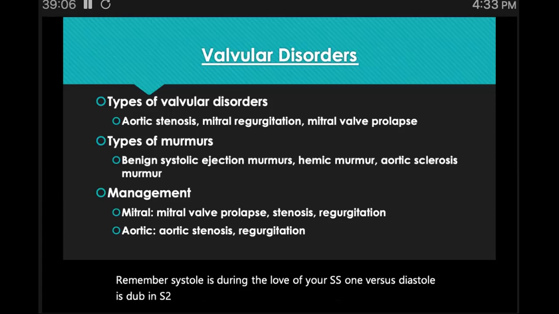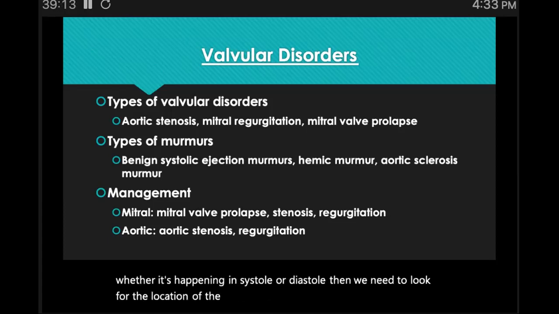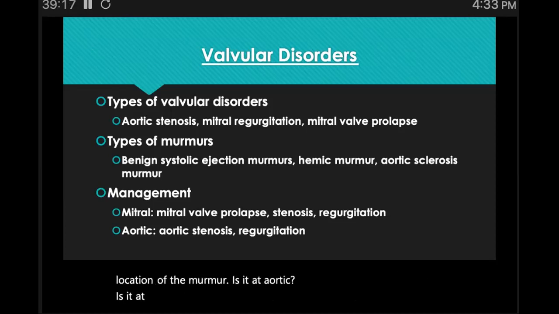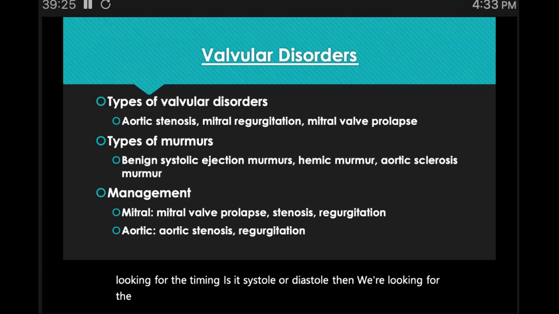After we figure out the timing of the murmur, whether it's happening in systole or diastole, then we need to look for the location of the murmur. Is it at aortic? Is it at Erb's point, or is it the mitral area? Okay, so again, first we're looking for the timing. Is it systole or diastole? Then we're looking for the location. Is it aortic, Erb's point, or mitral areas?